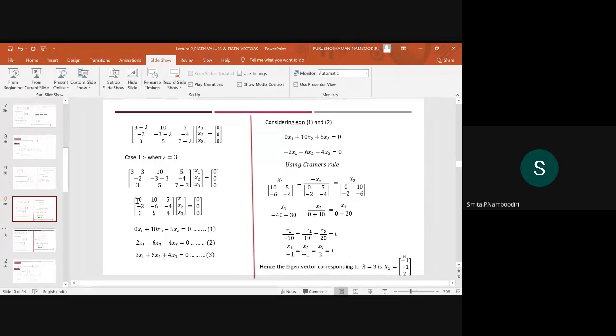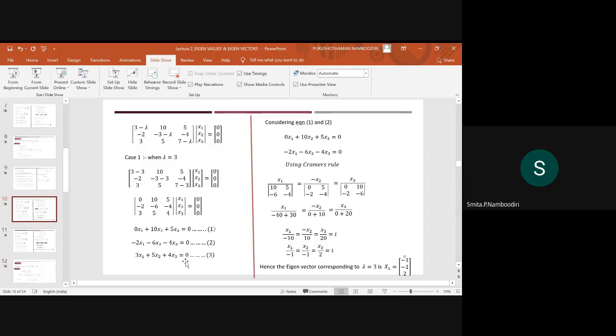So now 3 minus 3 is 0, minus 3 minus 3 is minus 6, 7 minus 3 is 4. Writing it in the form of equations. I think all three are different equations here. We can consider any two equations. I have considered 1 and 2, but you can take any two equations, 2 and 3, or 1 and 3, it is fine. I've taken 1 and 2.